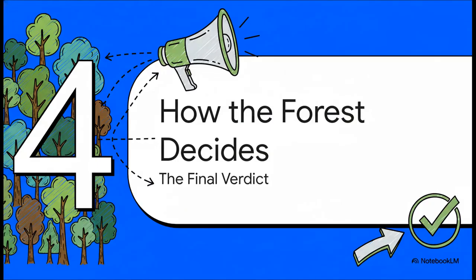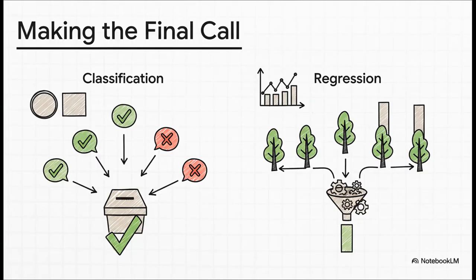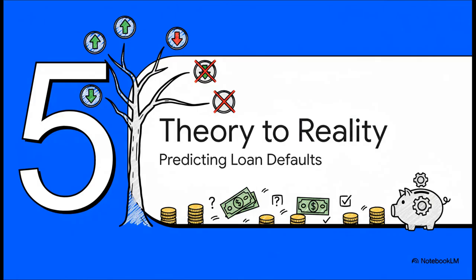Okay, so we've built this forest. We have all these different trees, each with its own opinion. How in the world do they agree on a final verdict? It's actually super simple, kind of like a democracy. If you're trying to classify something, say, will this person default on a loan or not, every tree gets a vote. The final answer is just whatever the majority voted for. Simple. And if you're trying to predict a number, like the price of a house, you just take the average prediction from all the trees in the forest. That's it!